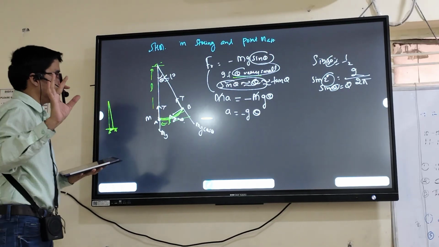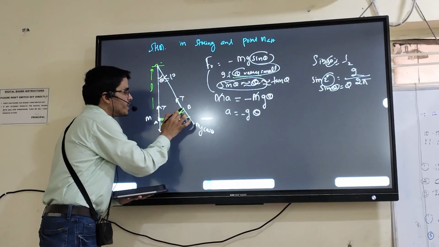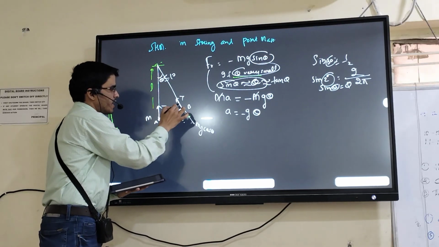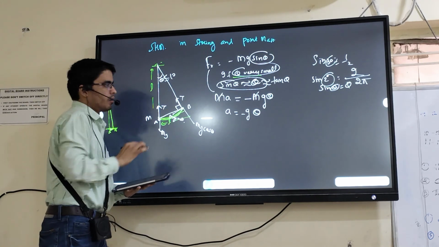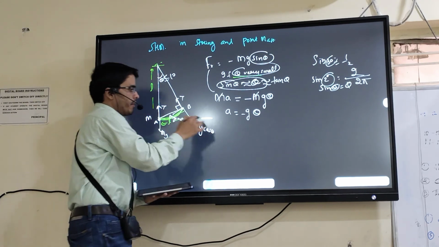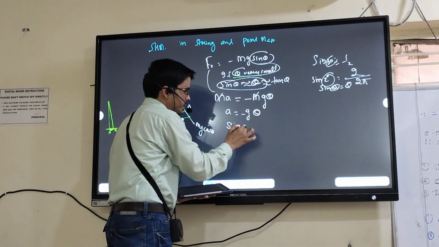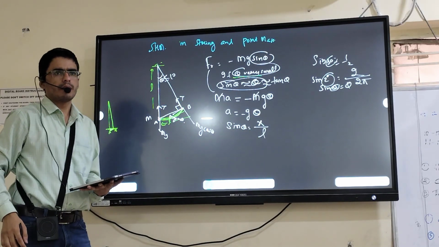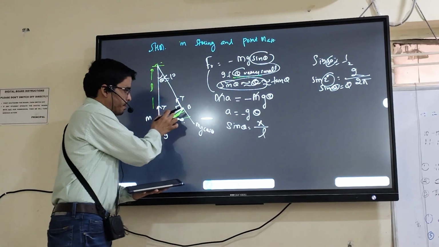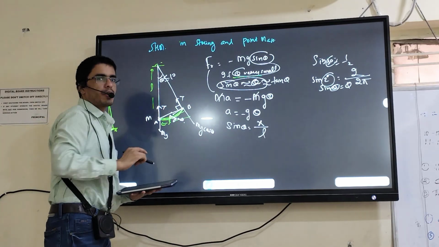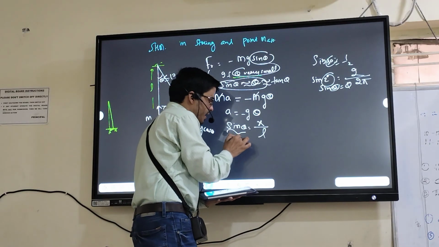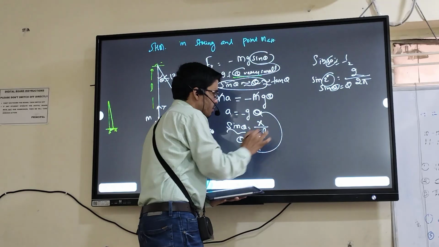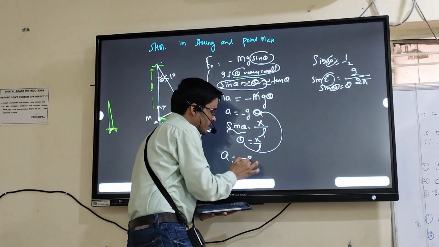See here, that is your length L. That is 90 degrees, and that is length L. So what is tan theta? It equals x by L. I told you to check that the perpendicular and the hypotenuse are here. Now tan theta we can write as theta also, equals x by L. Put this there. What do you get? A equals minus g into x by L.